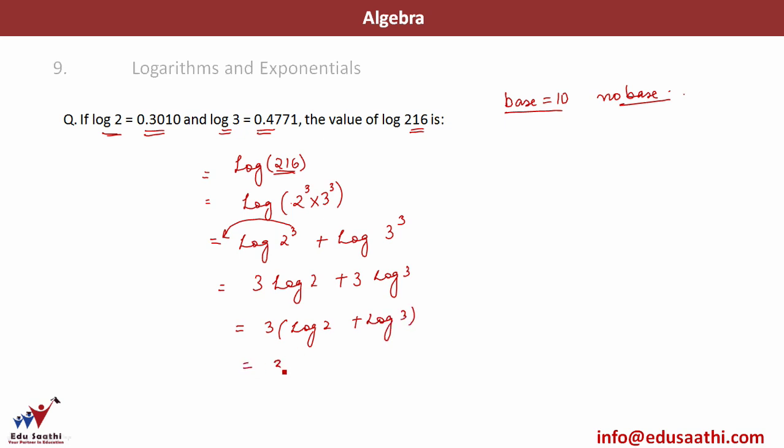So this is 3 into 0.3010 plus 0.4771, which would give me my answer for the value of log 216. I hope you're okay with the question. You can still look at the question once again to get to the value for this. So you can solve the value for the answer, which should come out to be 2.33. So the value of log 216 is 2.33.